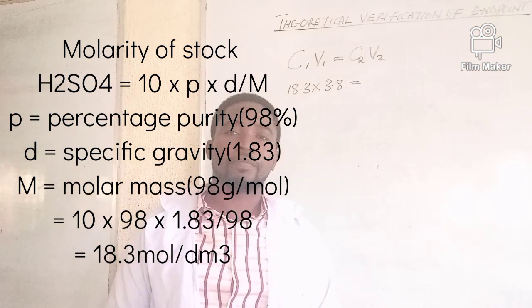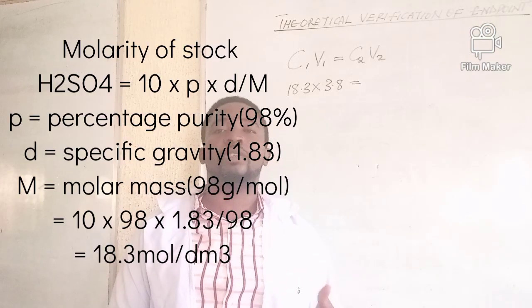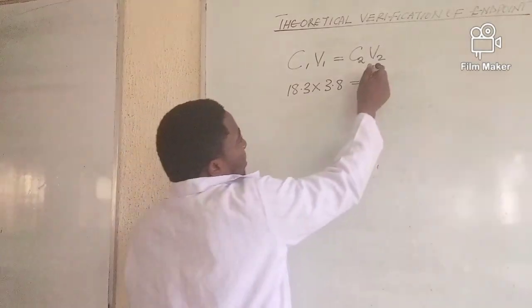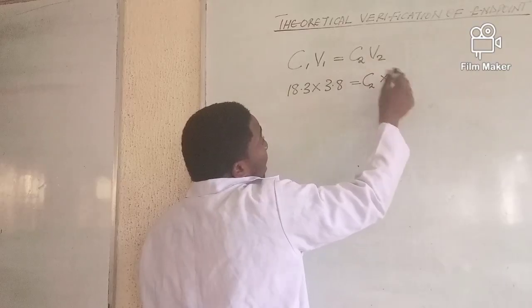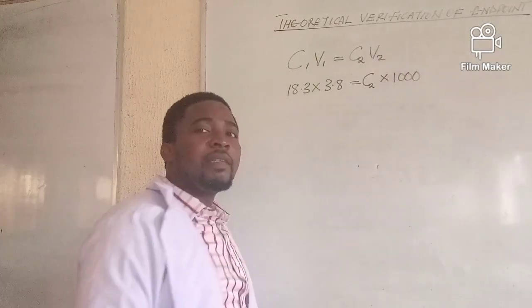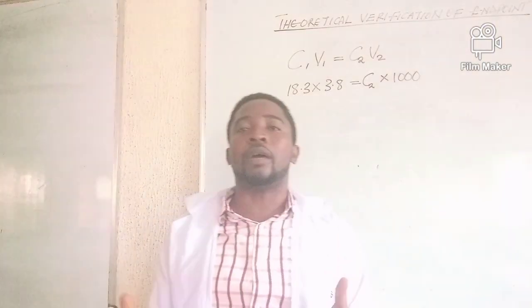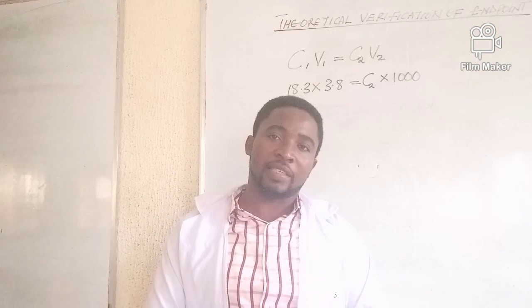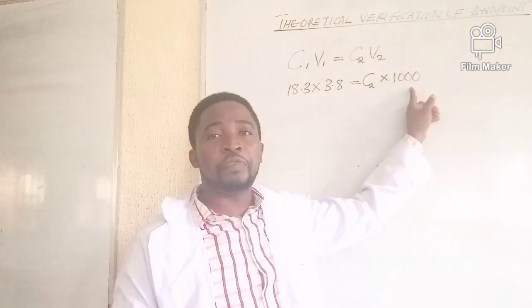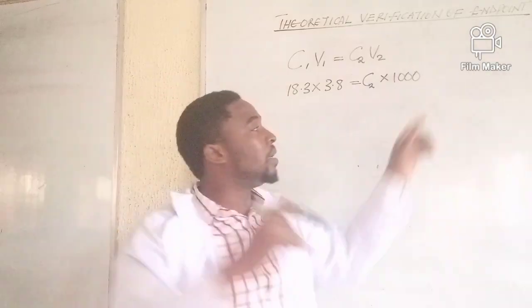Then C2 is the new concentration after dilution, which we don't know now, but through this calculation we'll be able to get it. V2 is 1000, because the standard volumetric flask that most people use for this is the 1000 cm3 capacity volumetric flask, and they're going to fill the solution up to the 1000 cm3 mark.